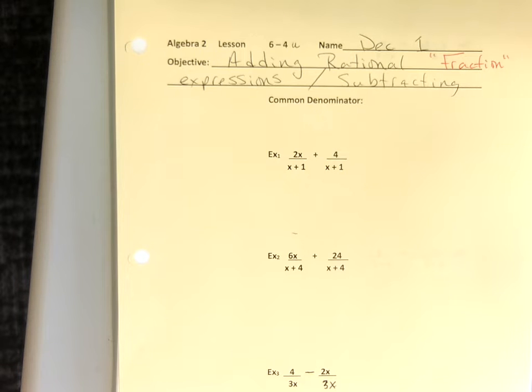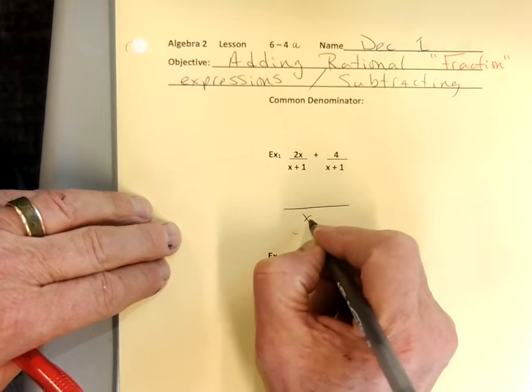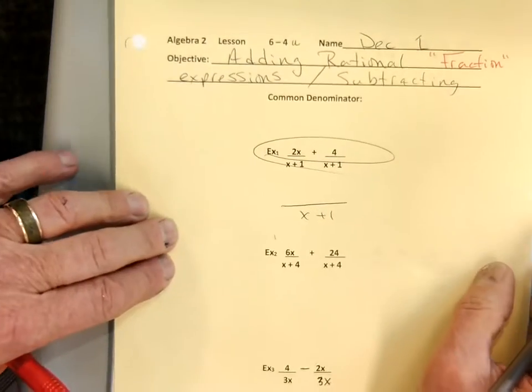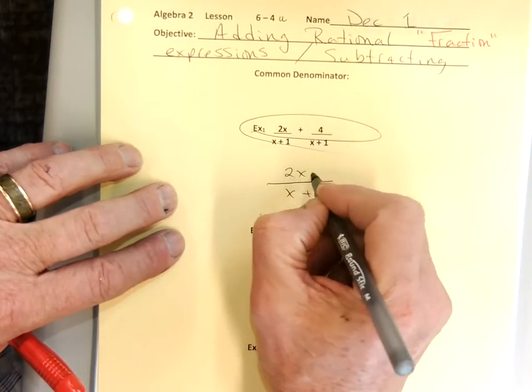So we're just going to write down x plus 1. You see 2 of them. My common denominator is x plus 1. It's that easy. My common denominator is x plus 1. I'm going to add my numerators, and I'm going to have a 2x plus 4.